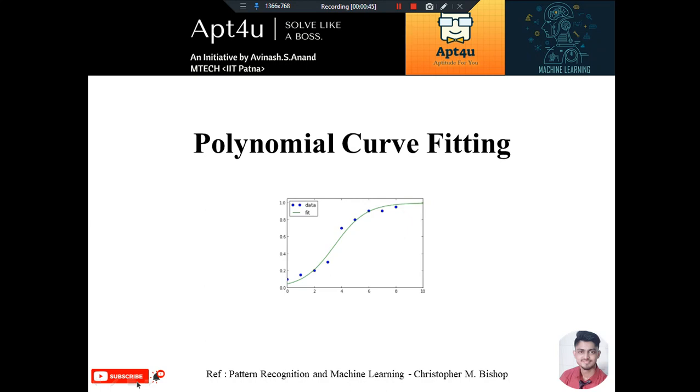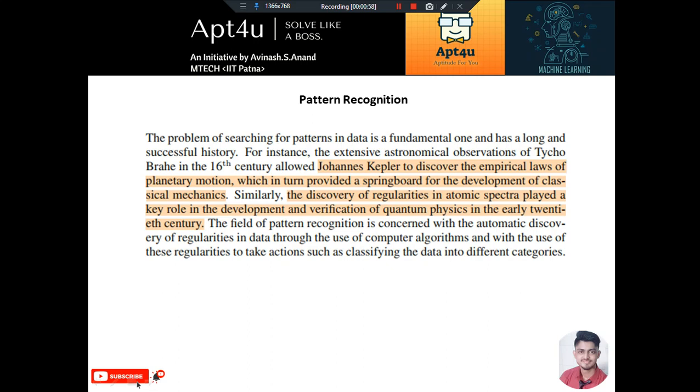So without further delay, let us quickly jump into the topic of what polynomial curve fitting actually is. Before we begin, let us first introduce ourselves to the concept of pattern recognition. The problem of searching for patterns in data is very fundamental, and has existed for a very long time. It has a long and successful history.